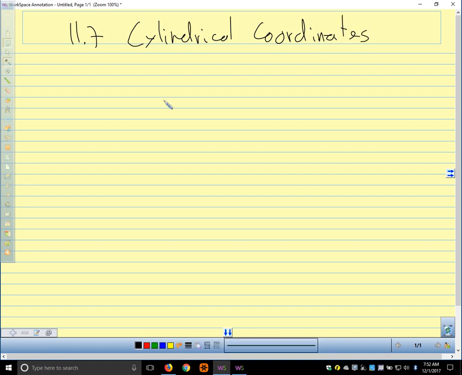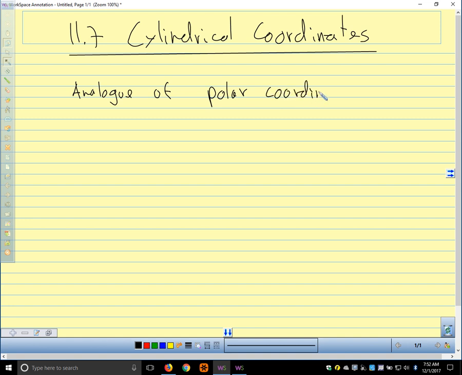Cylindrical coordinates. Cylindrical coordinates are the analog of polar coordinates in three dimensions. And the everyday way that sometimes people say it's polar coordinates with Z. So we're just adding a distance off the XY plane to our polar coordinates.